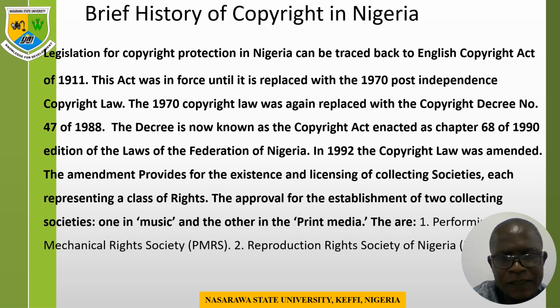The amendment provides for the existence and licensing of collecting societies, each representing a class of rights. The approval was for the establishment of two collecting societies, one in music and the other in the print media. The collecting societies include: 1, Performing and Mechanical Rights Society, in brackets PMRS. The second collecting society is the Reproduction Rights Society of Nigeria, known as REPRONIG.